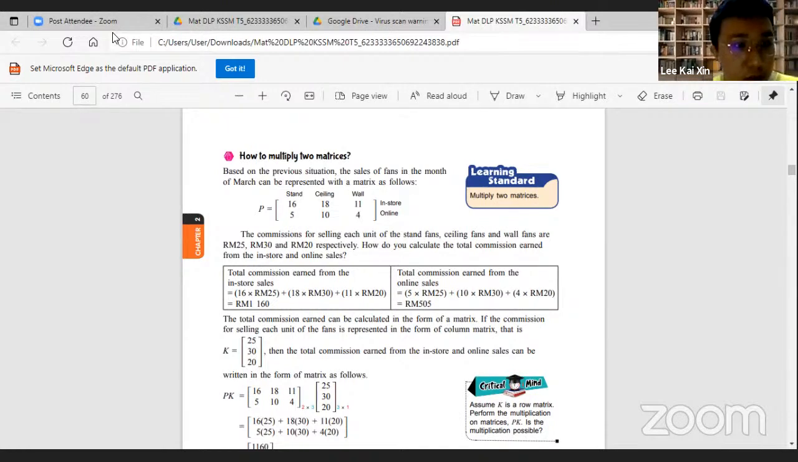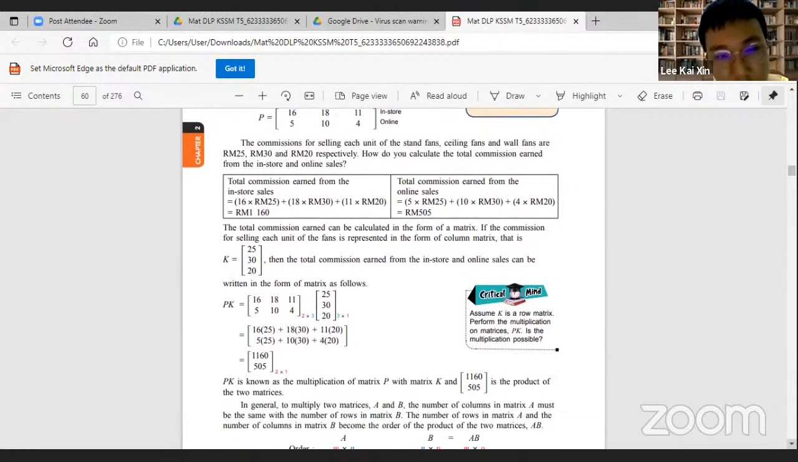For matrices, just now we did addition and subtraction. I think I said in the beginning, when we do subtraction or addition for two or more matrices, they should be the same order. But when we multiply two matrices, it is not necessary for us to have the same order.